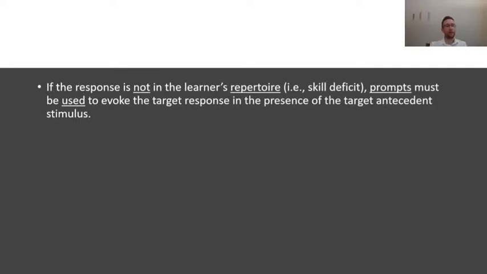Now, if the response is not in the learner's repertoire, so they have a skill deficit, prompts must be used to evoke the target response in the presence of the antecedent stimulus. There are other situations where you may not need a prompt. That is, the response is in the learner's repertoire, and it's somewhat evoked in the presence of the antecedent stimulus, and so you only need differential reinforcement. Other situations you may need to prompt. Prompts should only be used temporarily.